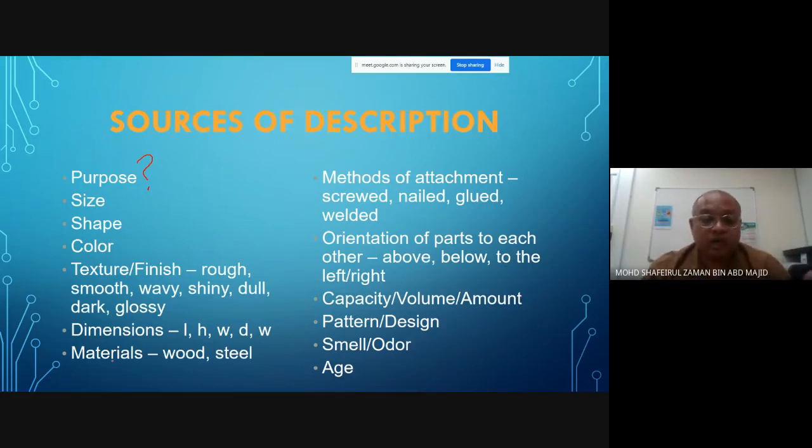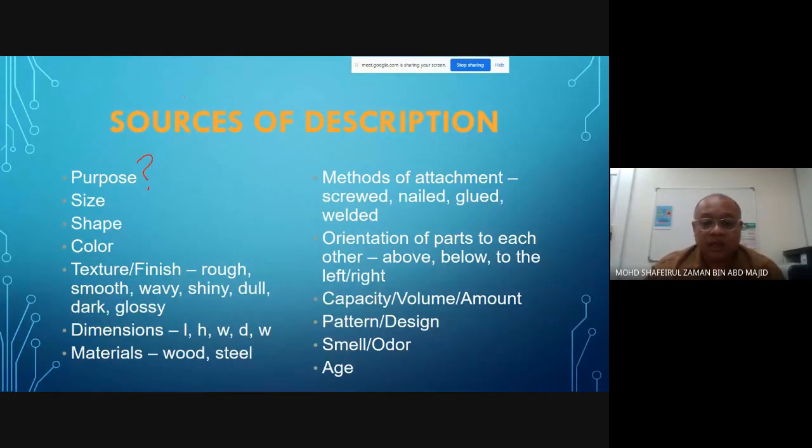And for your information, when you're going to describe a product, it doesn't mean that you're going to have all of these sources of description, and it depends on the product that you're going to present. If your product is something consisting of many parts, some of the sources of description might not be applicable to the parts that you are going to present.